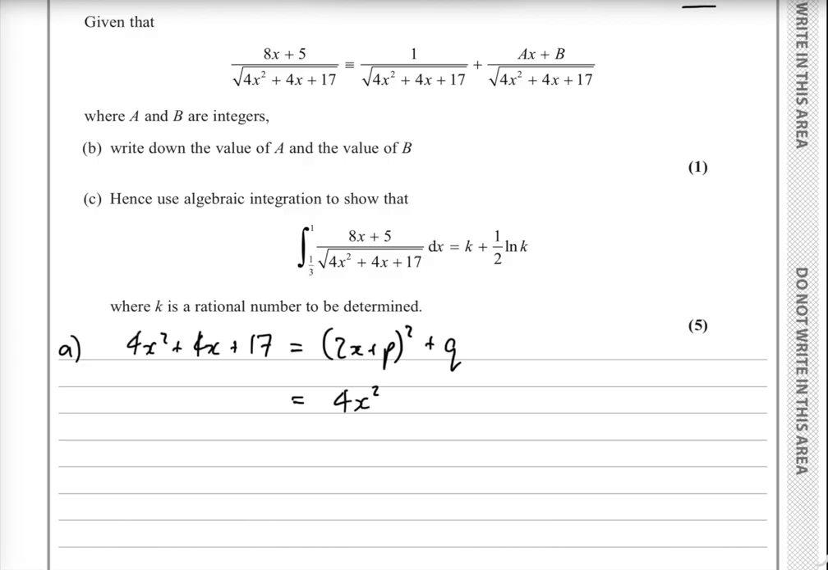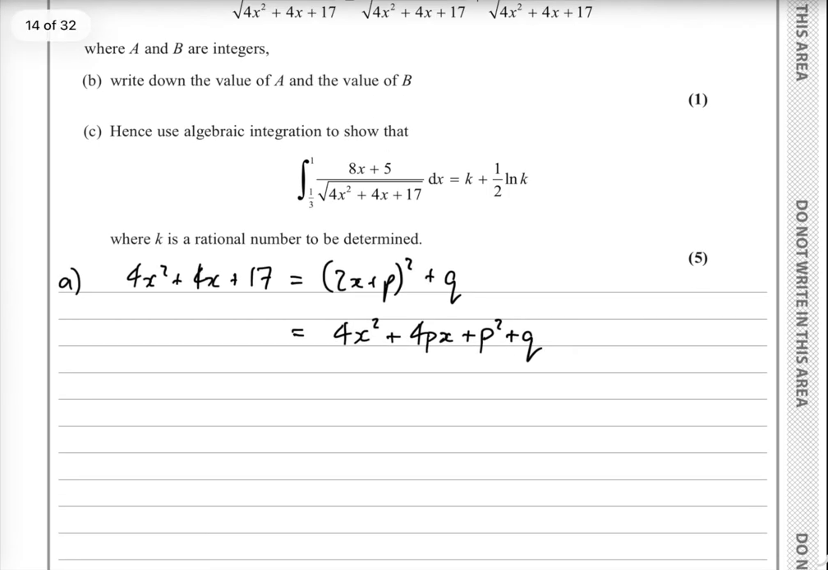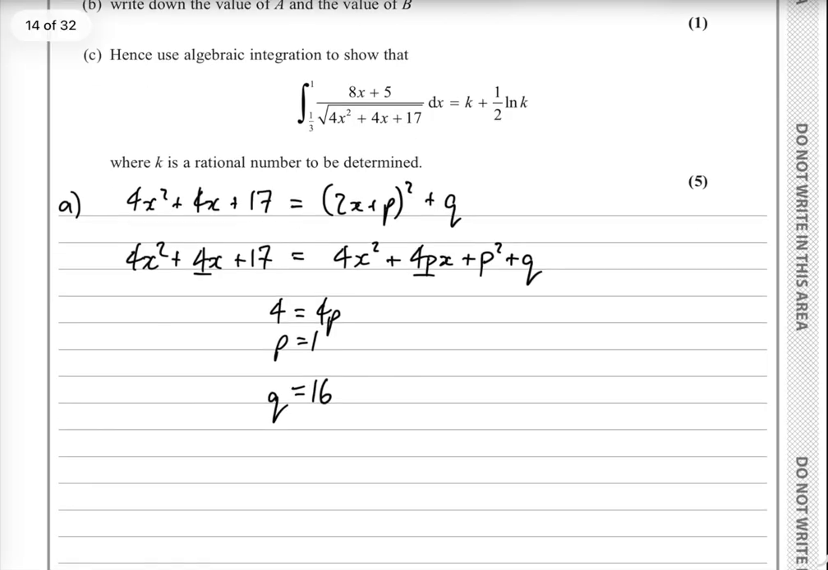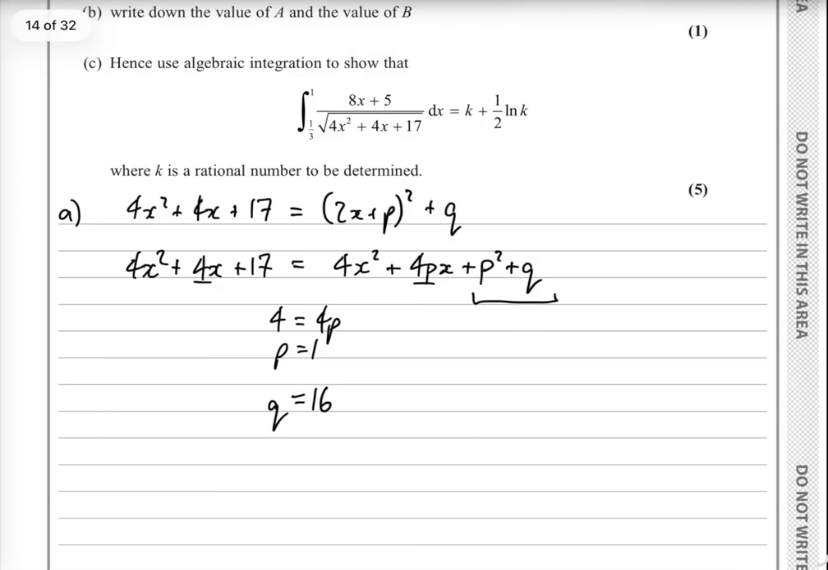That gets me a 4x squared straight away, plus 2px plus another 2px. That's 4px plus p squared plus q, and then we can equate the 4p with the 4x here. So that tells us that 4 is equal to 4p, p is equal to 1, and if p is a 1, p squared is also a 1, so q must be a 16 to make up the 17 total between these two.